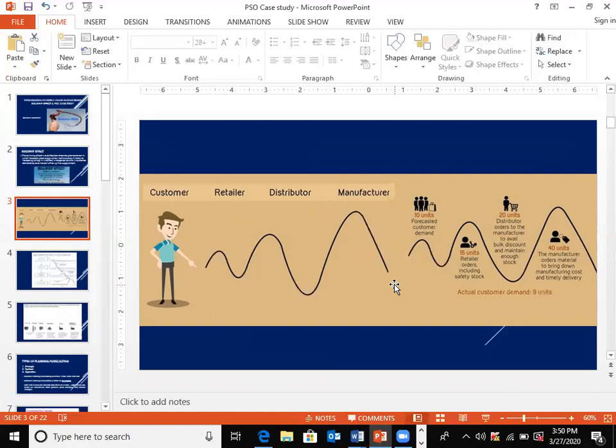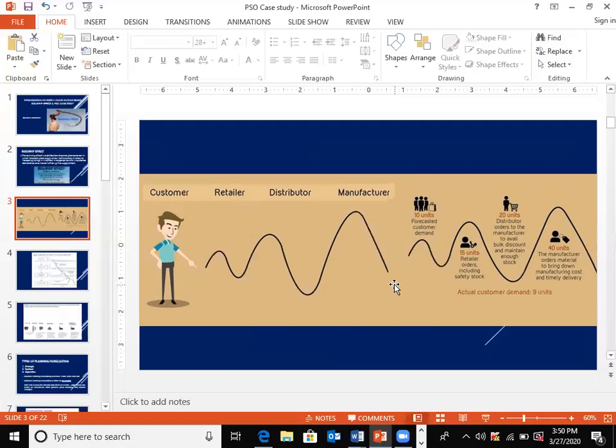And then the distributor basically says, okay, I'm going to order 20 units, but you know what? Let me just keep some extra, so I can take advantage of the discount that I might be getting. And I'm also going to add a few units so that I also have some safety stock. So they go ahead and place an order for 40 units to the manufacturer.